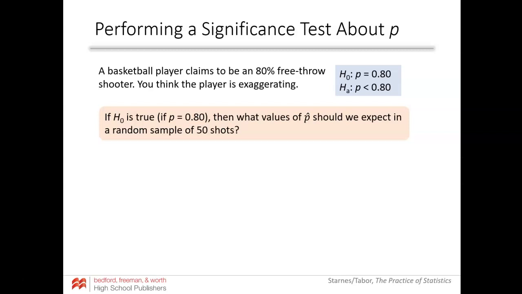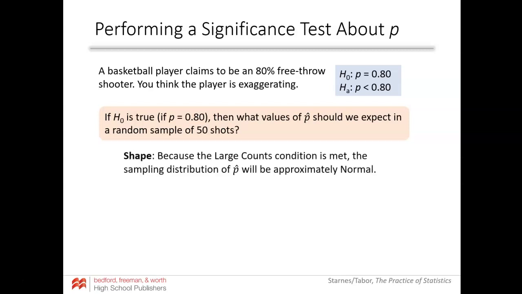sample of 50 shots? So they're going to go through some things here on this question, and they're going to try to tie you back to the normal distribution next. And that's the whole point of this, because we're going to perform a z-test. So shape, because the large counts condition is met, the sampling distribution of p hat will be approximately normal.